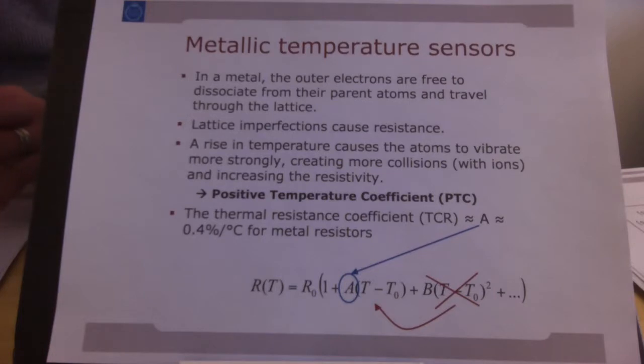We say it's a positive temperature coefficient. That means the higher the temperature, the higher the resistance. So the resistance becomes a measure of the temperature. Very simple.